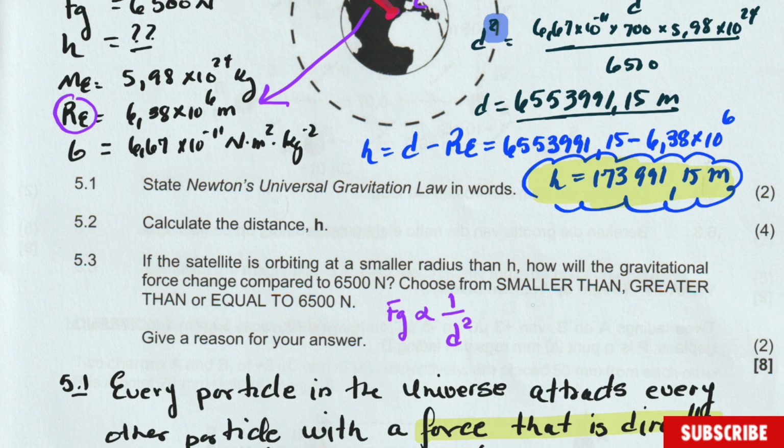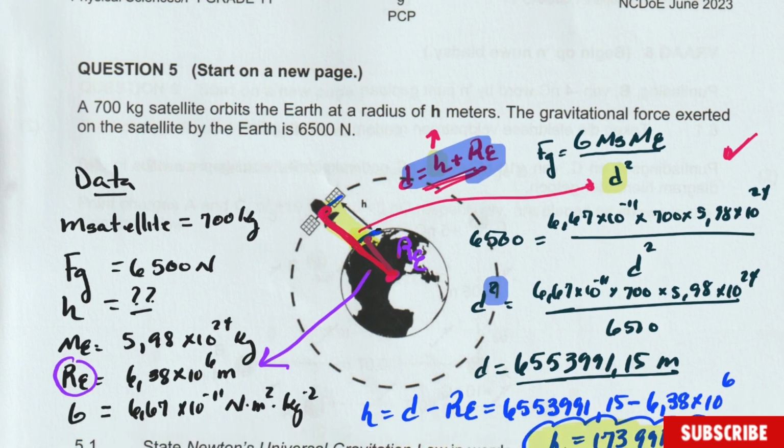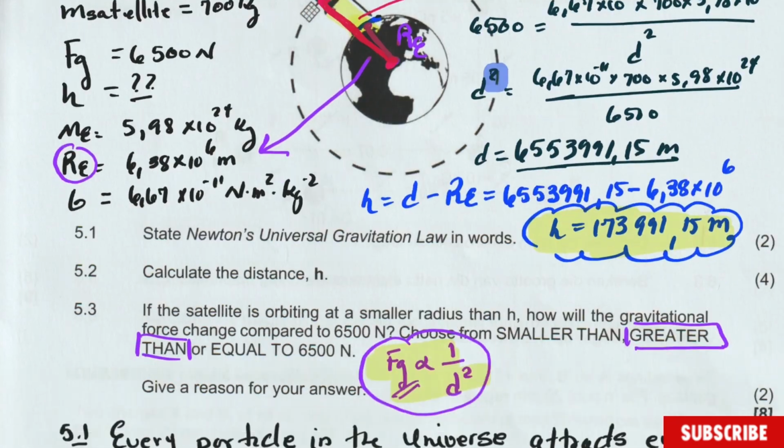Therefore, the answer is going to be smaller than... If you decrease the distance, it's going to be greater than. If you decrease the distance, then the force increases. Greater than. Give a reason for your answer. The magnitude of the gravitational force is inversely proportional to the square of the distance. Guys, this is the end of the story. Very simple question, and it's a very good question for grade 11, but not just grade 11, it's a good question for grade 12 as well.